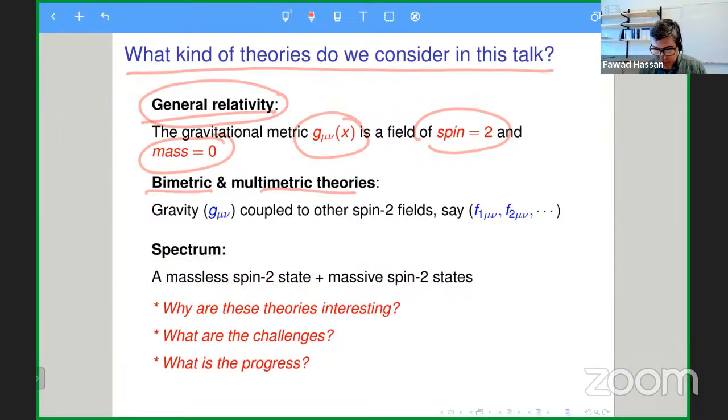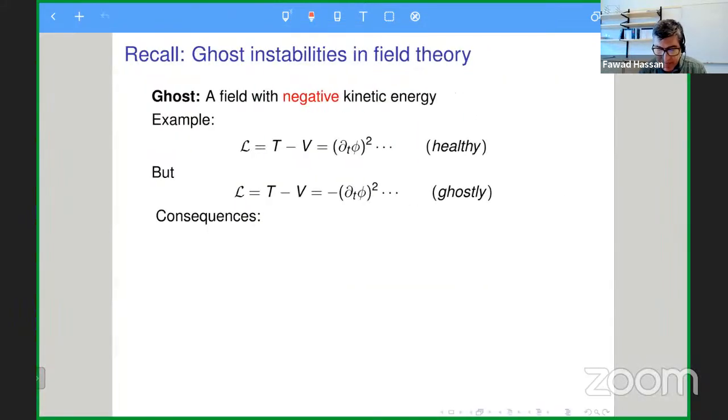Now we have some important questions that I will try to answer in this talk. Why are these theories interesting, first of all? Secondly, what are the challenges, the difficulties in constructing and studying these theories? And finally, what is the progress so far, where are we in studying these theories? So: the motivation, the challenges, and the progress so far. I would like to at least shed some light on these three questions during the course of this talk.